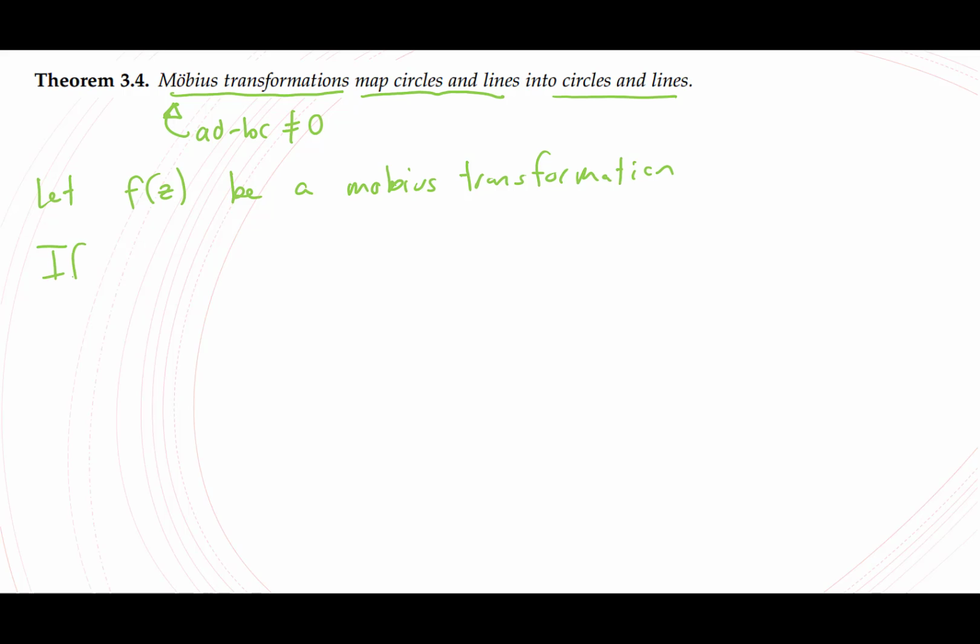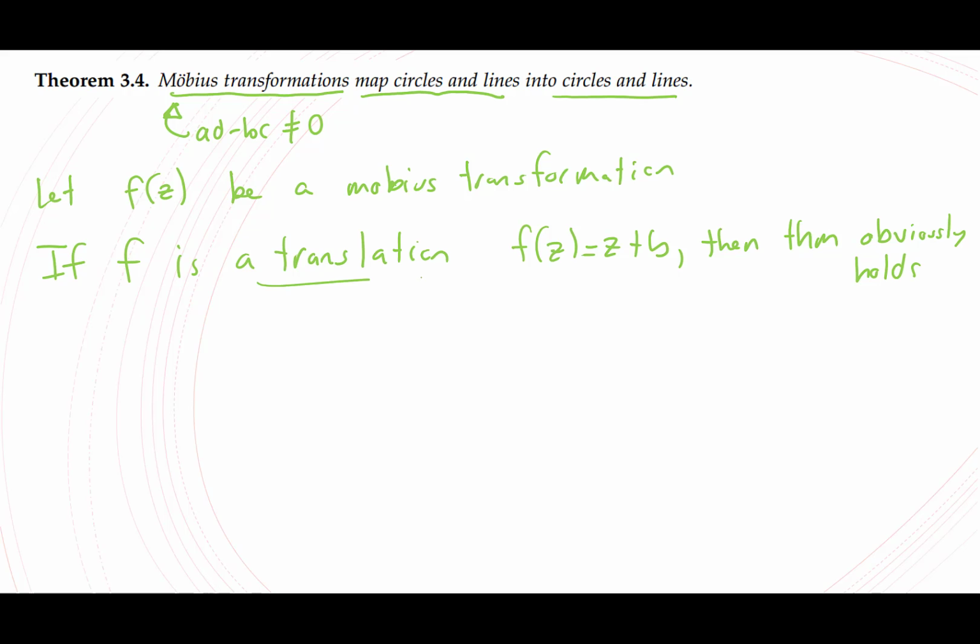So if f is a translation, okay, meaning f of z equals z plus b, then this theorem follows really nicely. It's clear. Then the theorem obviously holds. Okay, because remember, what is a translation? Just think again, pre-calc terms. A translation just means that you're taking something and then you're moving it. So maybe it's up here now, okay?